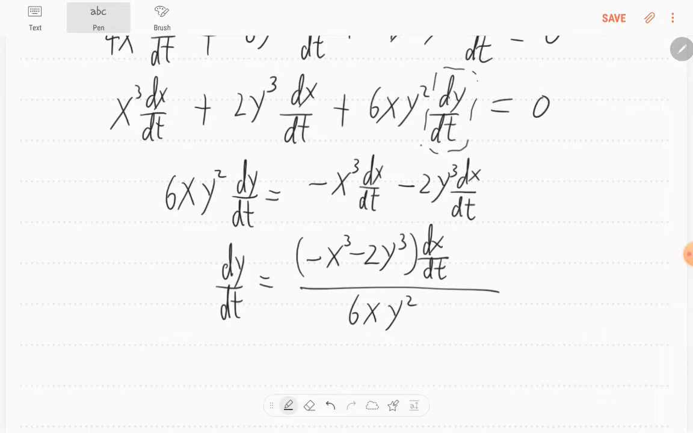Okay. So from this problem, if you know the rate of change of one variable, dx, you can find the rate of change of the other variable about t. Okay. So this is called related rates.